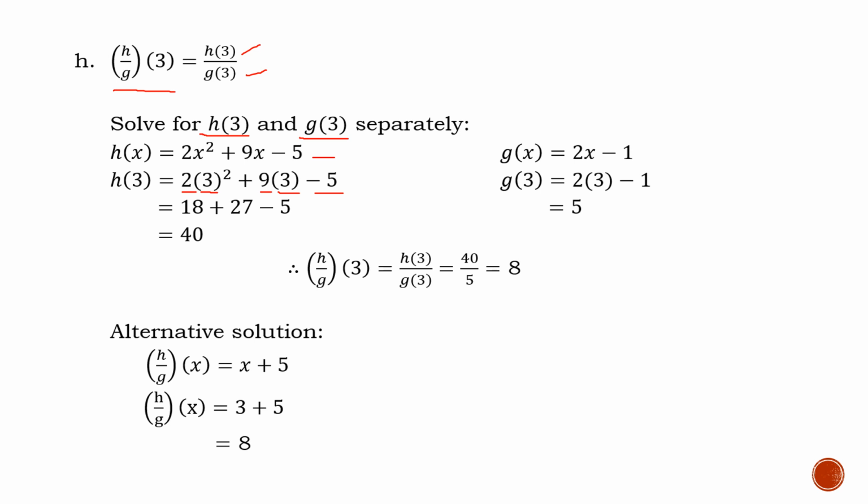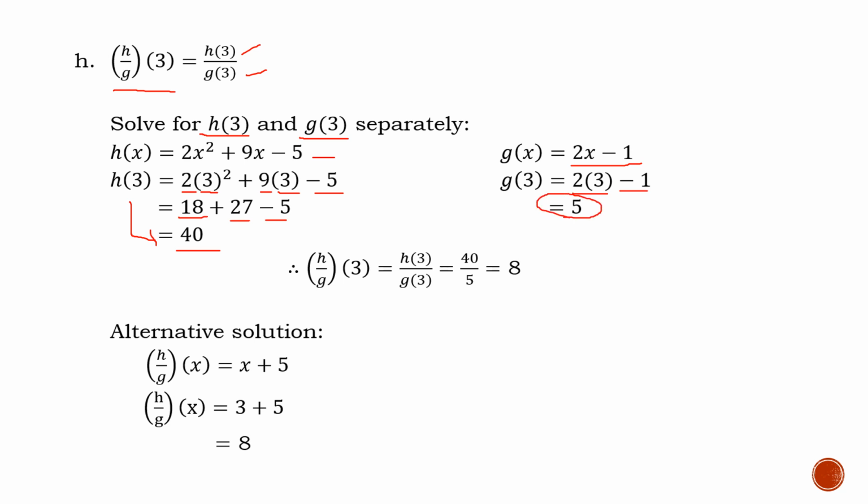So 3 raised to 2, it's 9 multiplied by 2. It becomes 18. 9 multiplied by 3, it's 27 minus 5. So 18 plus 27 minus 5, it's 40. So the value of your h of 3 now is 40. Now for your g of x, this will be equal to your 2x minus 1. So we just simply use 3 as a replacement to our x variable under your g of x. So that will be 2 multiplied by 3 minus 1, or 6 minus 1.